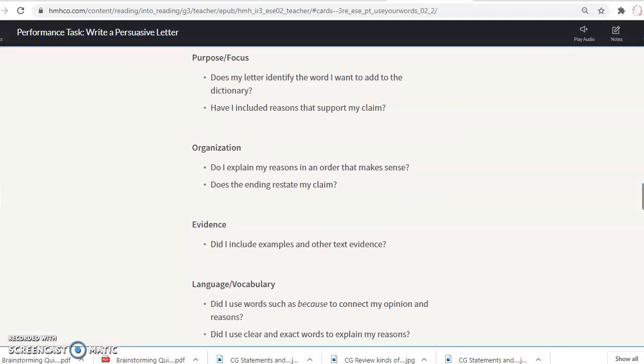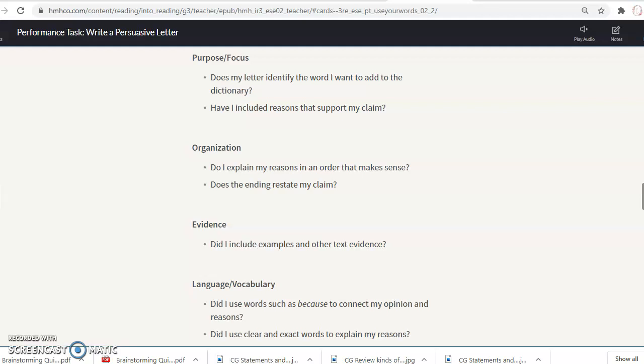Answer these questions about your persuasive letter to self-evaluate your work. Purpose and focus. Does my letter identify the word I want to add to the dictionary? Have I included reasons that support my claim? Organization. Do I explain my reasons in an order that makes sense? Does the ending restate my claim? Evidence. Did I include examples and other text evidence?